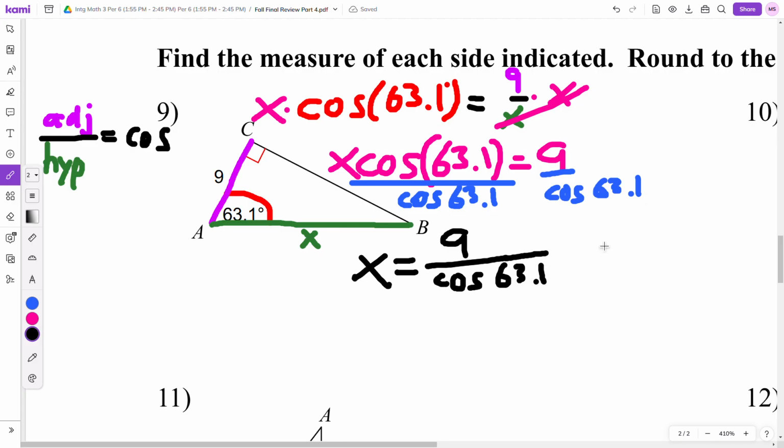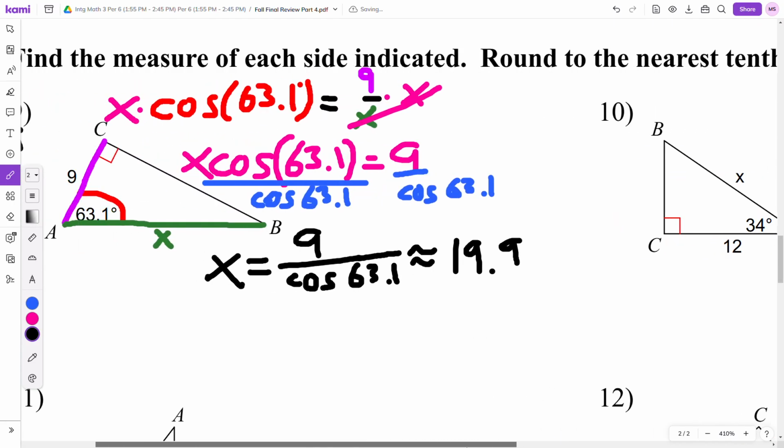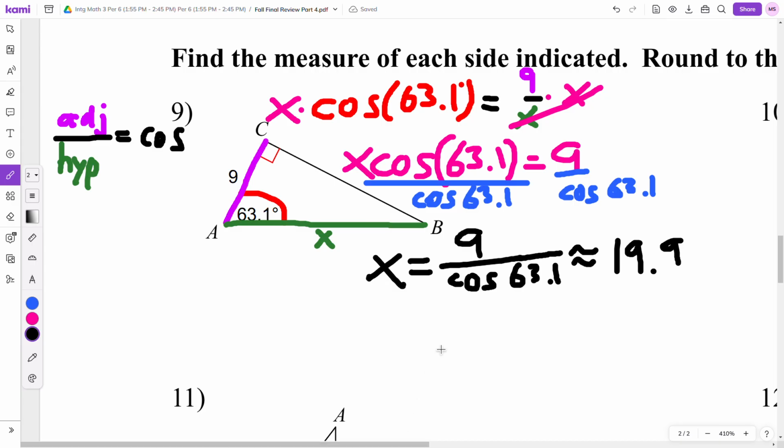And now it's time for the calculator. 9 divided by cosine of 63.1 equals approximately 19.9, rounded to the nearest tenth. And that's it. That's our answer.